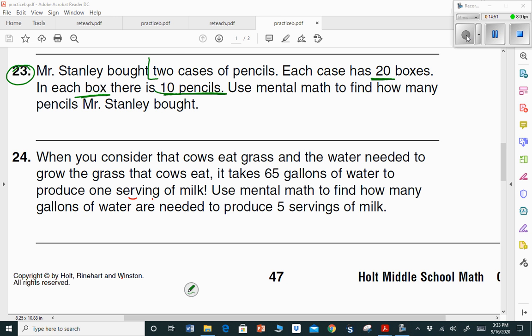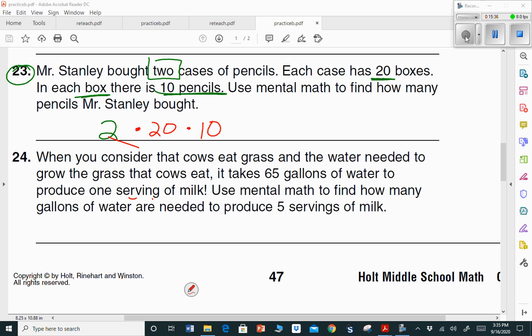And this person bought 2 cases of pencils. So to me that looks like 2 cases which each contain 20 boxes, and each box contains 10 pencils. So this is 2 multiplication problems basically, and you can do them in any order you want. Honestly, I don't think the order matters a whole lot here. I think it's pretty easy any way you do it.